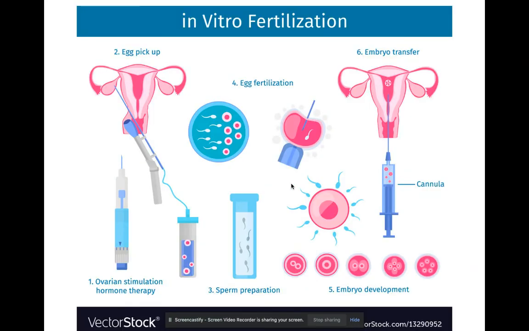The other one is in vitro fertilization. That's the next one. This is where you actually remove the sperm and the egg from the male and female, and you combine them either in a petri dish or in a test tube. Sometimes you may have heard the term test tube babies.